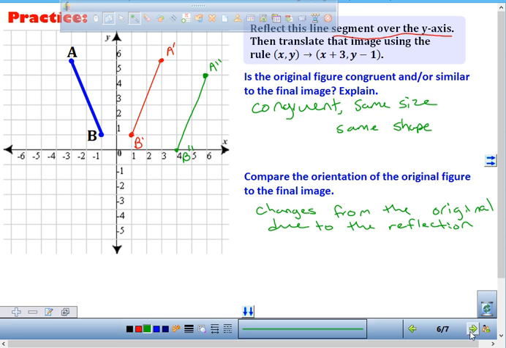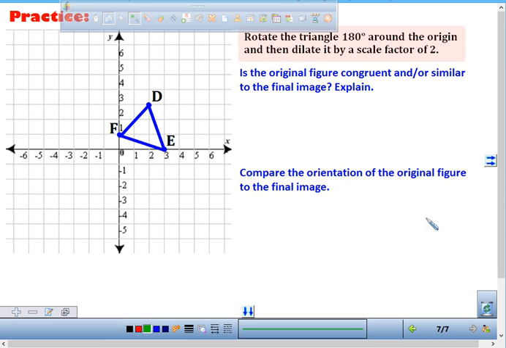All right. Let's go to the last one. Then you'll get about 20 minutes working your homework. Rotate the triangle 180 degrees around the origin. Dilate it by a scale factor of 2. So a couple things again. First, we're rotating 180 degrees around the origin. Remember, when we do rotations, this is when I probably want you to write down your ordered pairs. Your ordered pairs are going to help you.